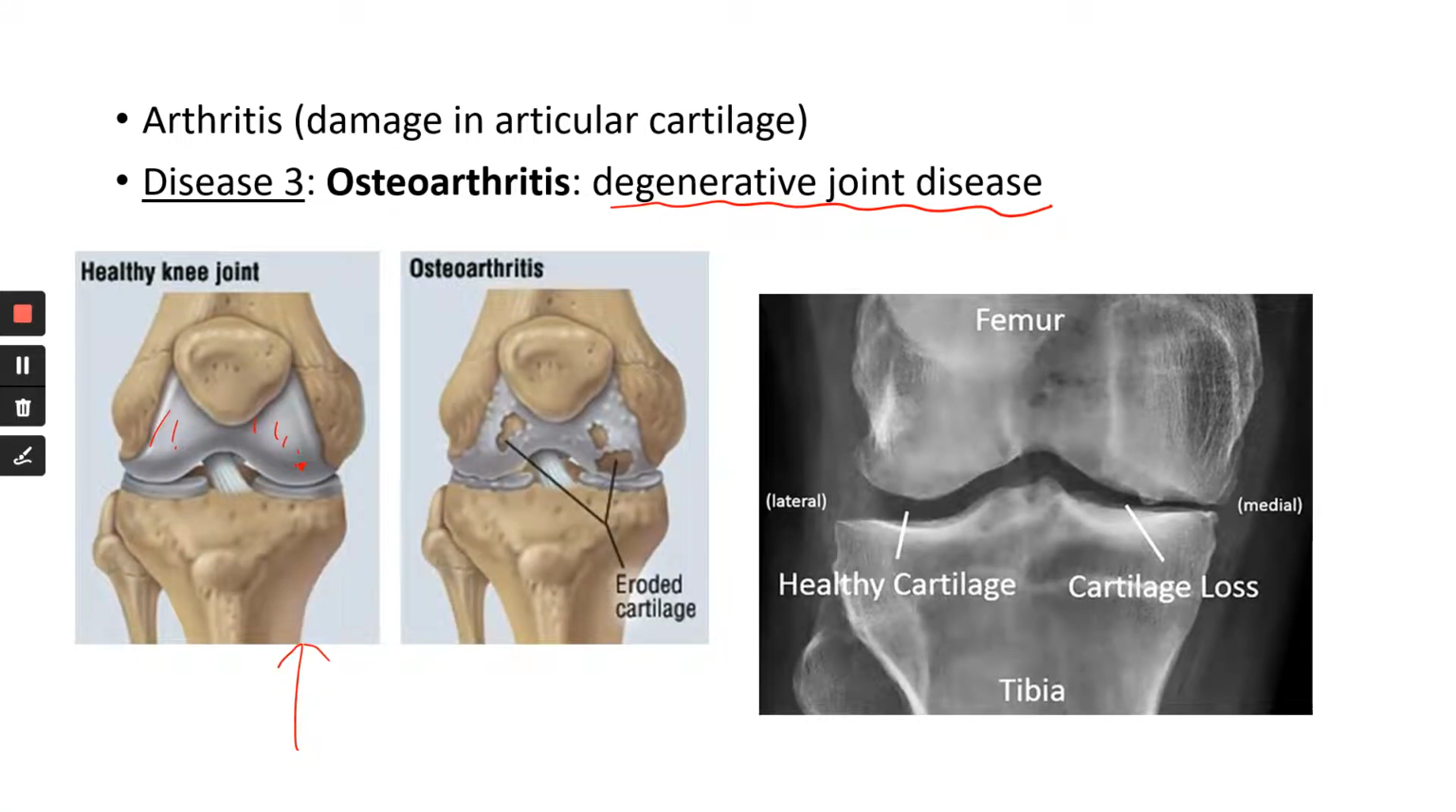When you look at this with the x-ray, you can see with a healthy articular cartilage, you have a good space in between the bones. But as the cartilage is eroded, this space is getting smaller. So you may have two bones that are too close to each other, and that's going to cause a lot of pain.